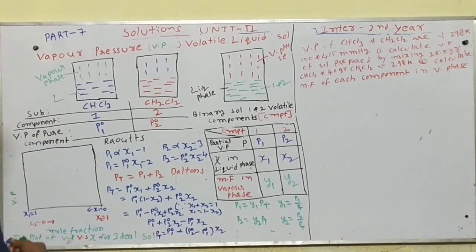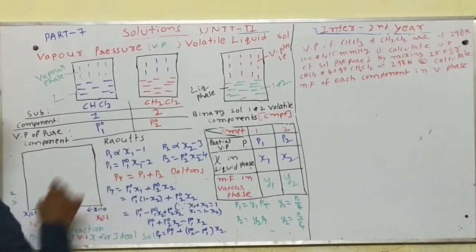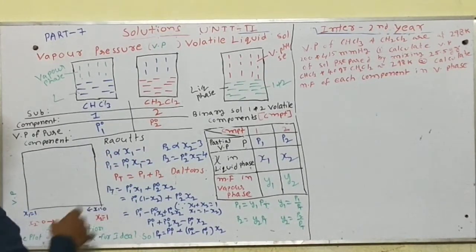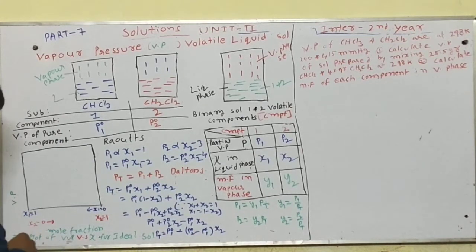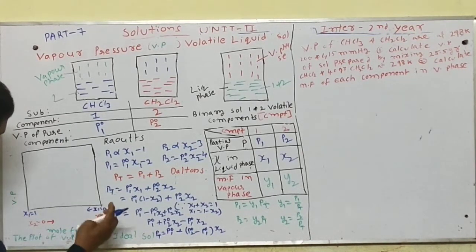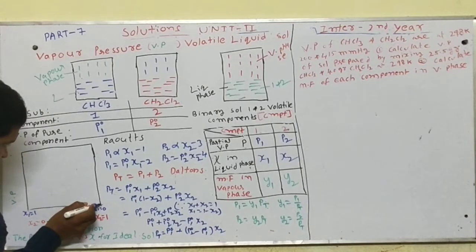Now from the first equation we know P1 is directly proportional to x1, so we get a straight line passing through this origin.